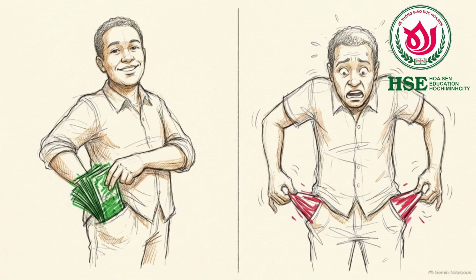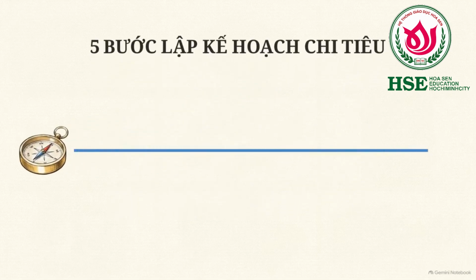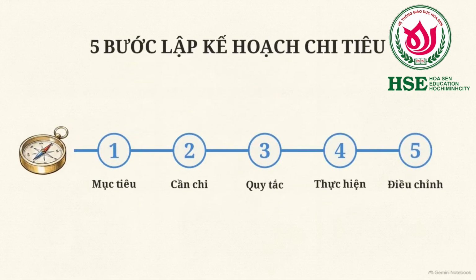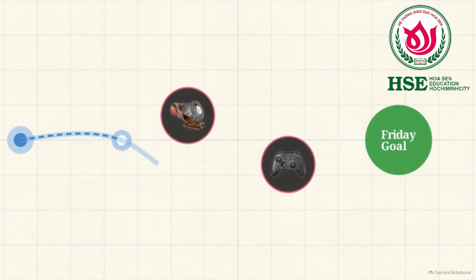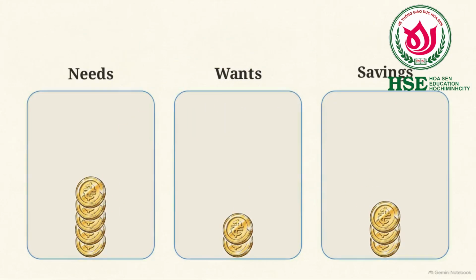This cycle of Monday confidence and Friday panic is avoidable. The solution is Lupkewa Chi2, creating a spending plan. To master your money, we are going to break down 5 essential steps. A spending plan provides a clear map for your money, helping you reach your Friday goals without running out of cash midweek. It helps you decide where your money should go before you have a chance to spend it.